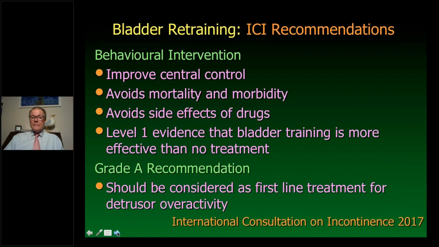In terms of bladder retraining, this improves central control. It avoids the morbidity or perhaps even mortality which may be associated with drug therapy, and there's good level 1 evidence that bladder retraining is more effective than no treatment. So hence a grade A recommendation that it should be considered as first-line treatment for detrusor overactivity.